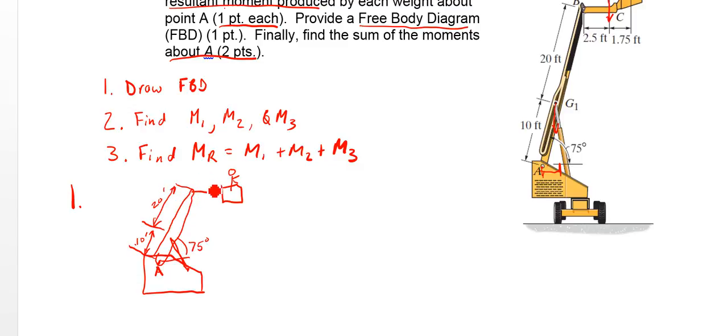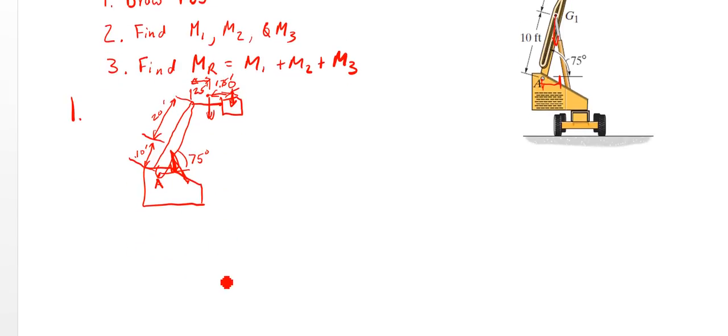We've got a center of gravity out here, and that is 2.5 feet. And then we have another 1.75 feet there. So here's our force there. There's another force here, and then the force of our man down there. So there's our free body diagram.